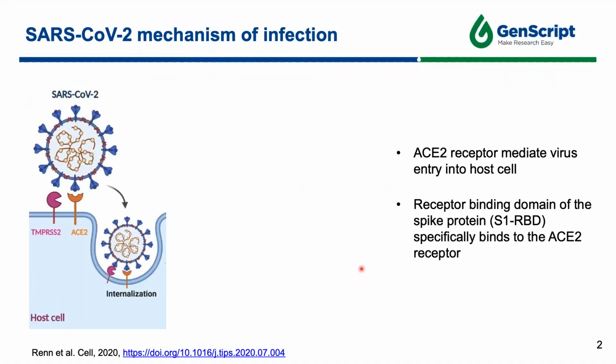First, I would like to introduce the mechanism of infection for the SARS-CoV-2. When the virus enters the human body and comes into contact with the cells, the spike protein on the surface of the virus binds to the ACE2 receptor on the cell, which then triggers the internalization of the virus into the host cell. Following this, the virus will replicate and cause illness.